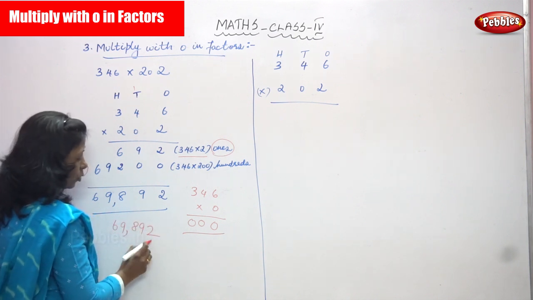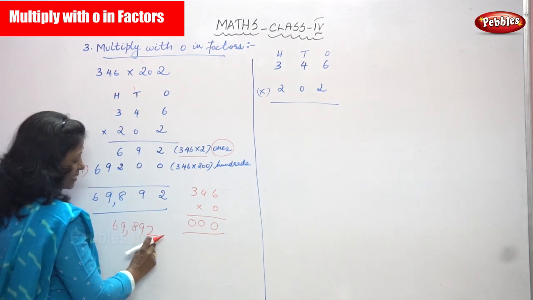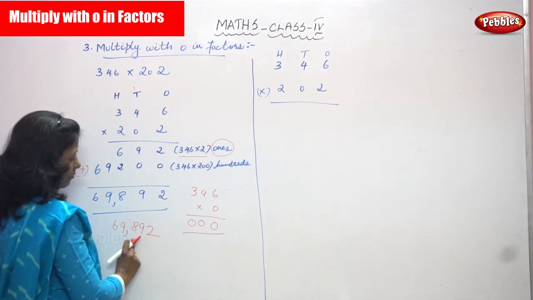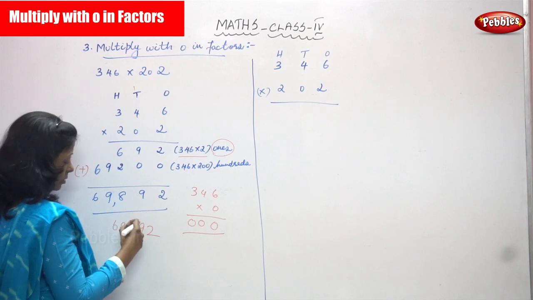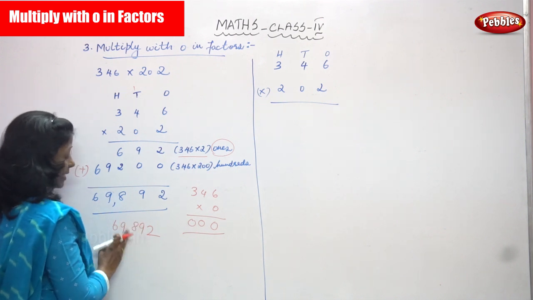69,892. I told you already, ones, tens, 100, you just leave the last 3 digits. After that you have to start writing the comma next to the 2 digits.